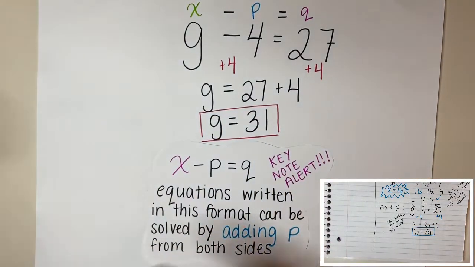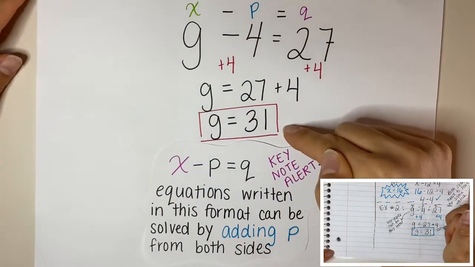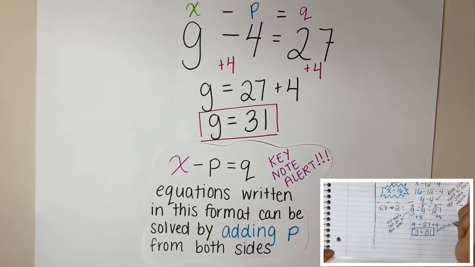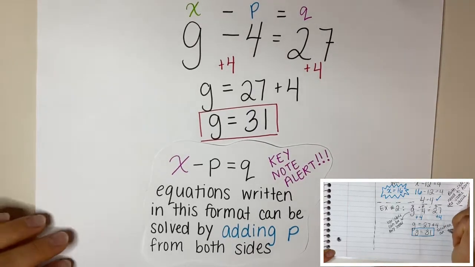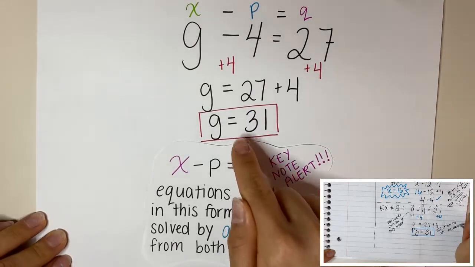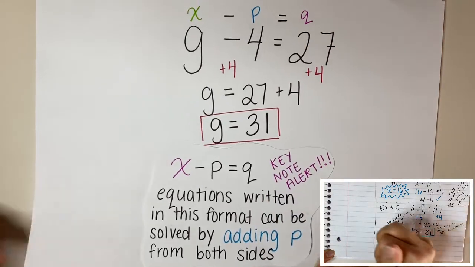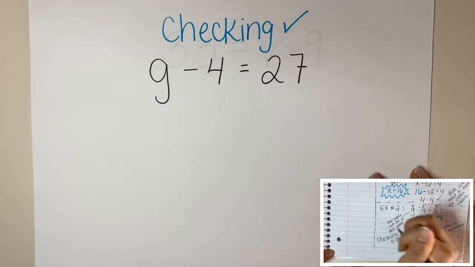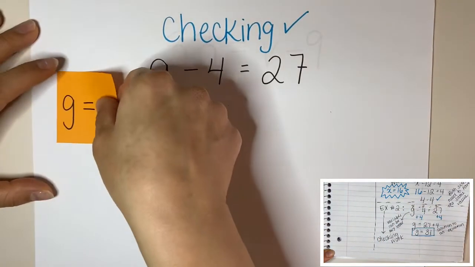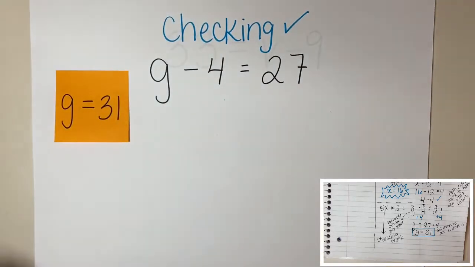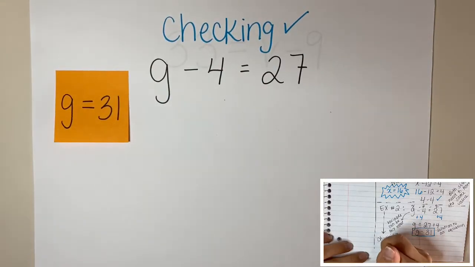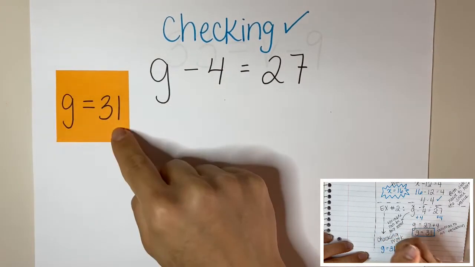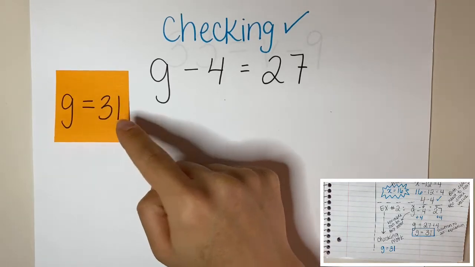So we have our solution to our equation, but again, the brightest and best check their work. So let's go ahead and check to see, is this indeed correct? We just solved that equation and got g is equal to 31. That means wherever I see g, I can plug in 31. So let's go ahead and try that.